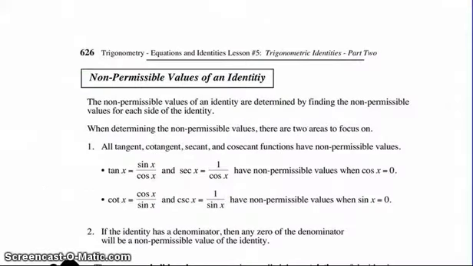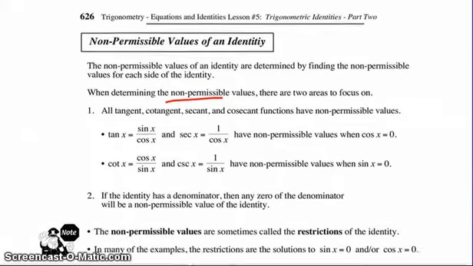On the next page, it talks about the non-permissible values and defining what they are. Anytime that you have a quotient, the bottom cannot be equal to 0. So you have to be aware of non-permissible values anytime you have a quotient. As you read through, tangent and cotangent are obviously quotients, so that's why they have it.